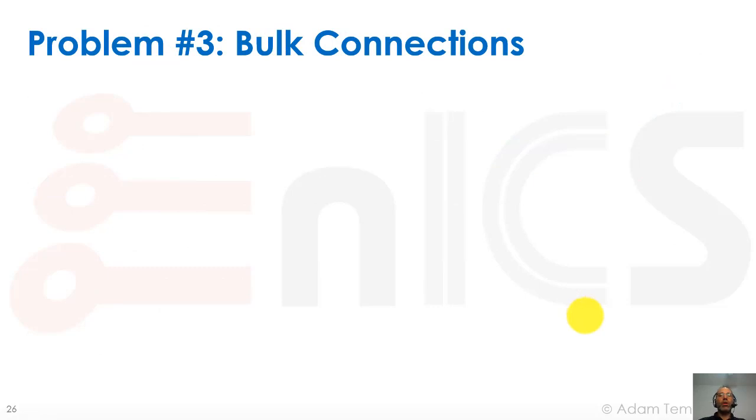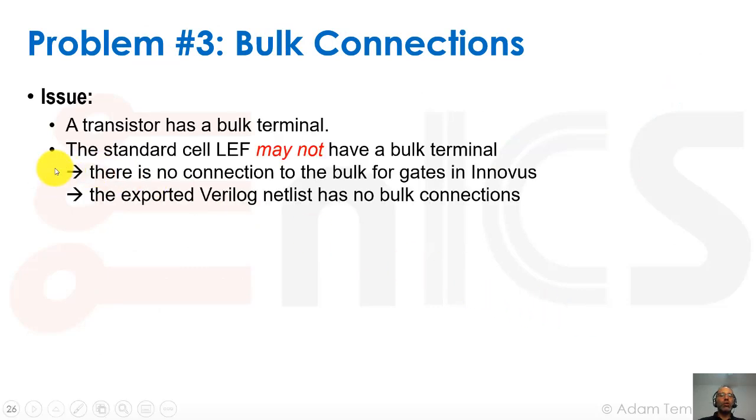Problem number 3, bulk connections. The issue is that a transistor has a bulk terminal, that thing that connects the body of the transistor to somewhere. Standard cell LEFs, however, may not have a bulk terminal, and I'm basing this on some standard cell libraries that I've worked with. There is no connection to the bulk for gates in Innovus, our place and route tool, and the exported Verilog netlist has no bulk connections. Again, if we don't have the connection, just like before with the connection to VDD in that internal power rail inside the IO, we're not going to get our export to Verilog to have such a connection to this tool.